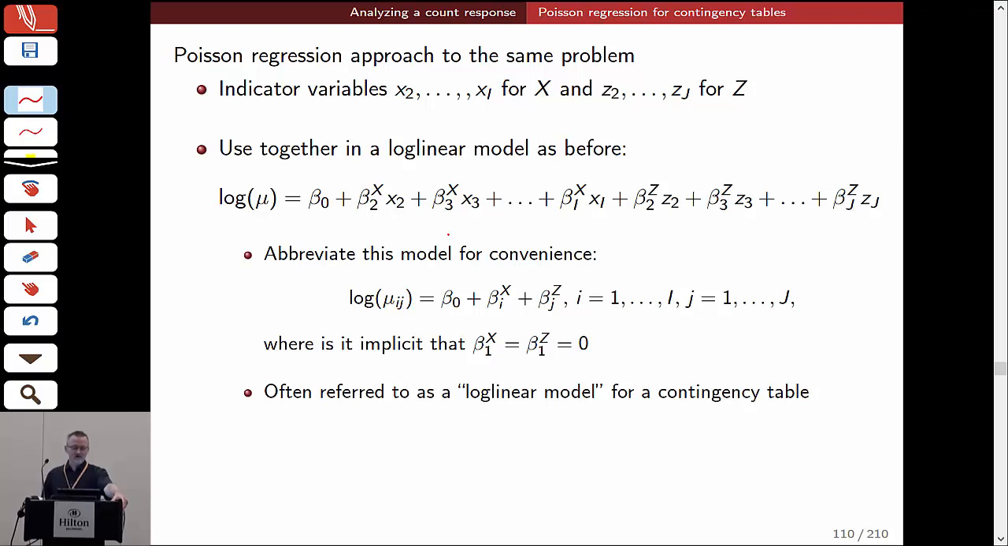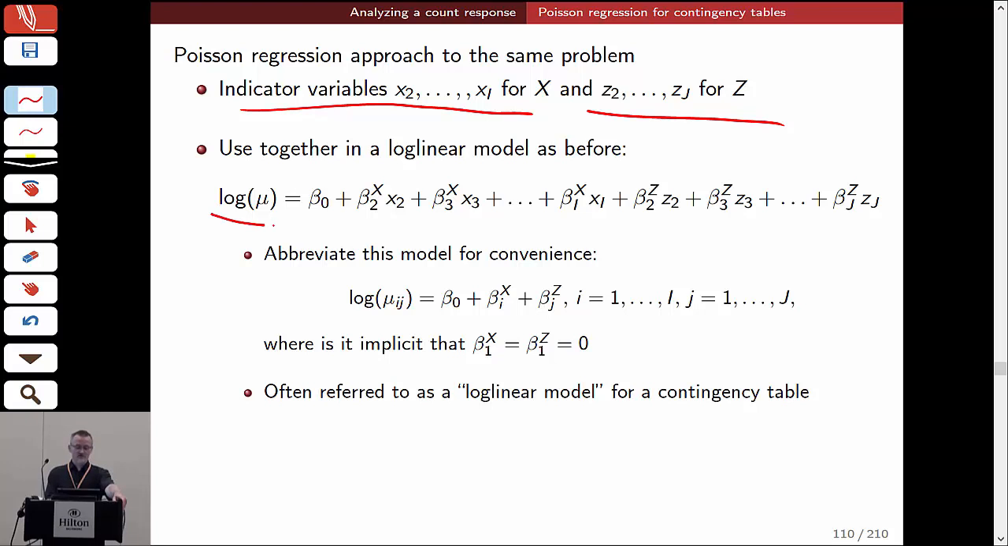The Poisson regression approach to the same problem. If you want to do the same problem in the context of a Poisson regression, which will give you greater flexibility to do some additional things, it starts from treating the rows and columns as having indicator variables. So I have indicator variables for my row, and indicator variables for my column random variable. And then I just put them together in a log linear model the same way Chris did, the same way we did in logistic regression.